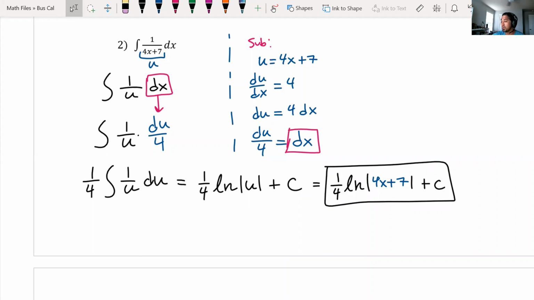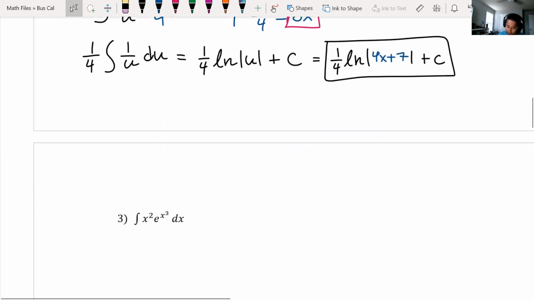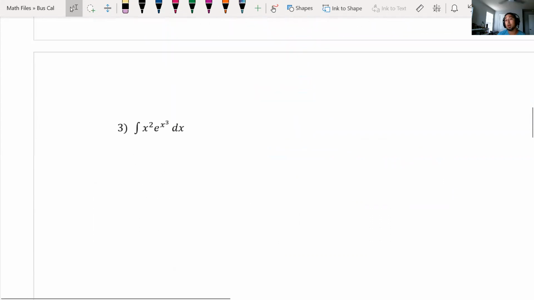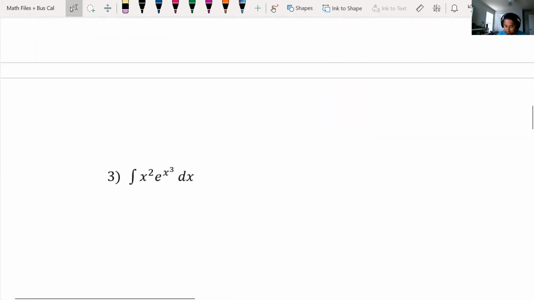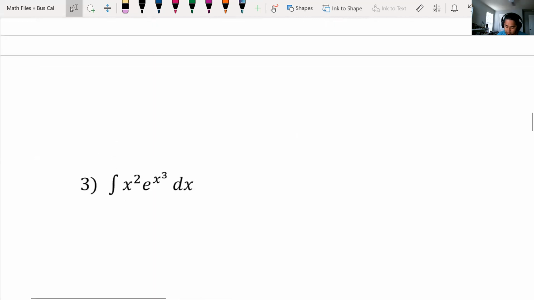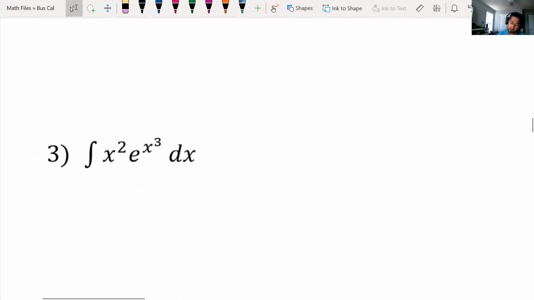All right. What else, guys? Does it feel a little bit too tricky? Okay. Of course, more. 3. The integral of x squared times e to the x cubed dx. All right, so here's what we're going to do.